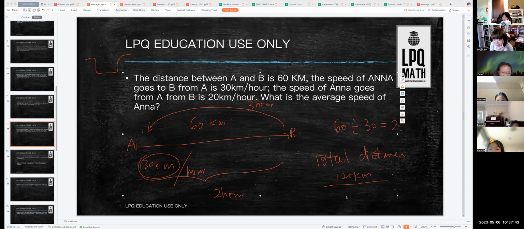Okay, so Jason, 120 is the total distance. What is the total hour? 5, because going 2 and back 3. So it's 5. So the answer is 24 kilometers per hour. Okay, good job. Most of the kids got it right.